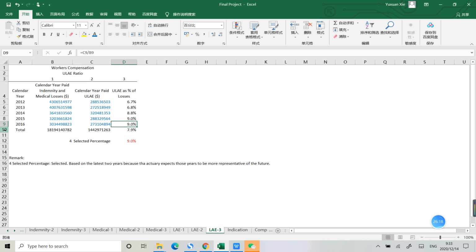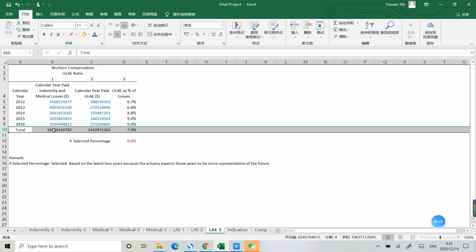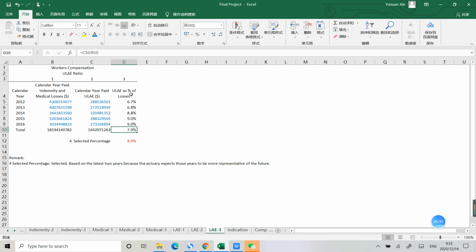And the last row, the total row of column 1 and column 2, is the sum of the numbers in this column, and the total row of column 3 is the average number of this column.